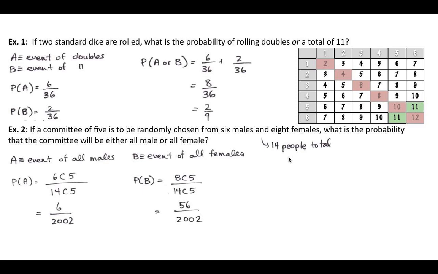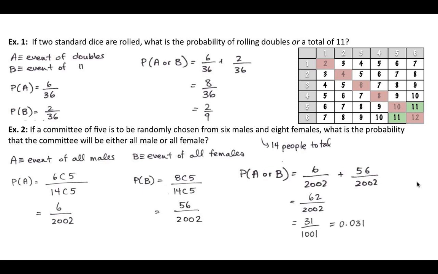Now, the reality is that because we've defined these very carefully as being mutually exclusive events, we can use our addition rule for mutually exclusive events. We get 6 over 2002, plus 56 over 2002, and what we get is 62 over 2002, which basically breaks down to about a 3.1% probability.